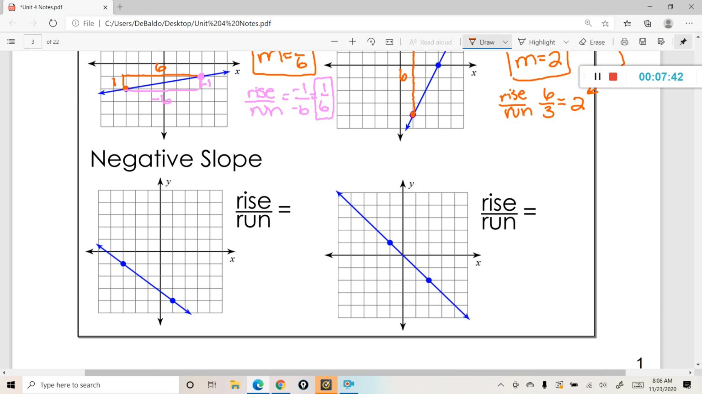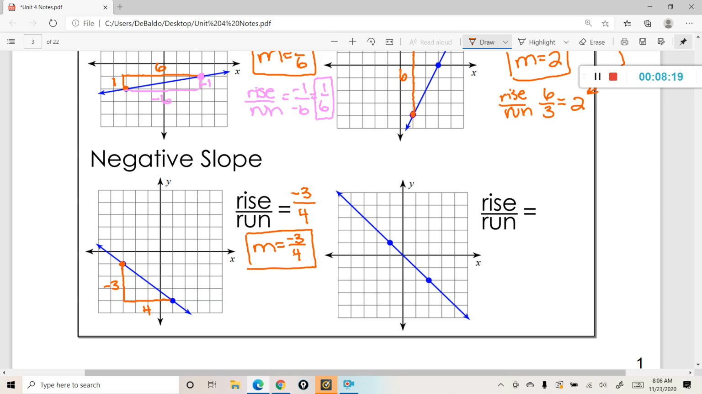First of all, you know that it's negative because when you read it from left to right, like you're reading a book, it's going downhill. So we're going to treat this exactly the same way. I'm going to start with this point here. And I'm going to rise -3. You have to be careful which direction you're going. And I'm going to run +4. So my rise is -3 and my run is +4. And I cannot simplify this. This is fully simplified. So therefore, my slope of this line is -3 over 4. And I would just write it just like that.